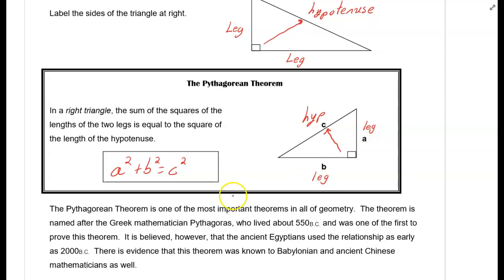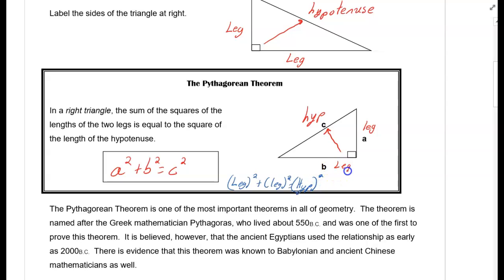I often write this in words: leg squared plus leg squared is equal to hypotenuse squared. I'm going to move this over a little bit.